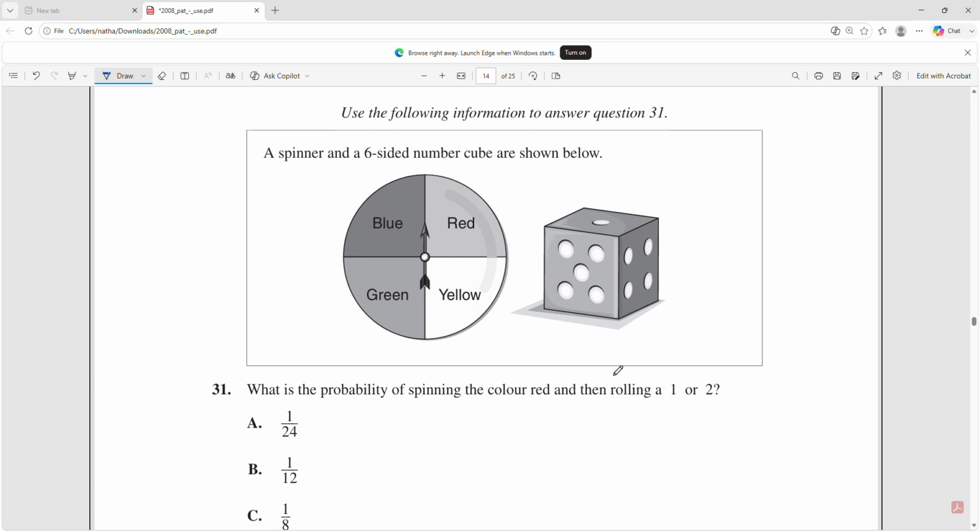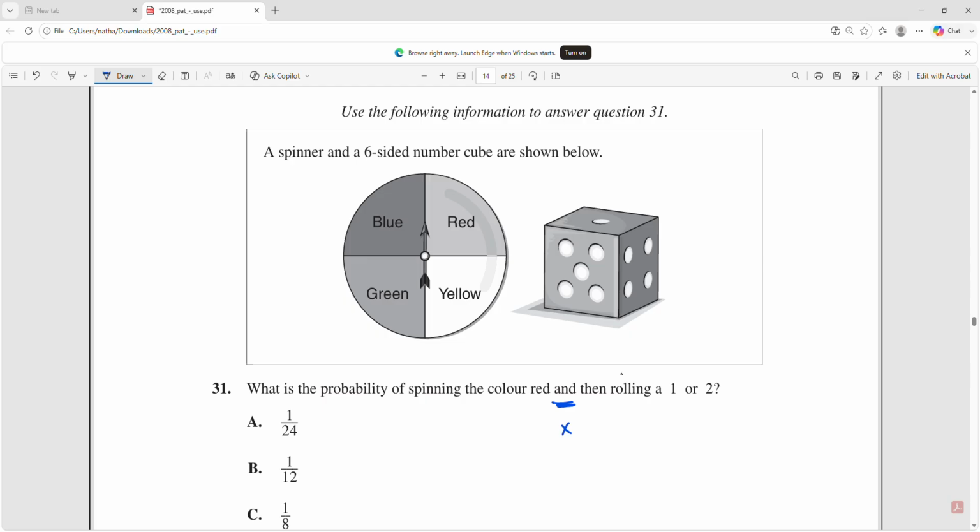All right, we did this question in class. A spinner and a six-sided cube are shown below. What is the probability of spinning the color red and then rolling a 1 or 2? So remember, when we say and, we're multiplying.